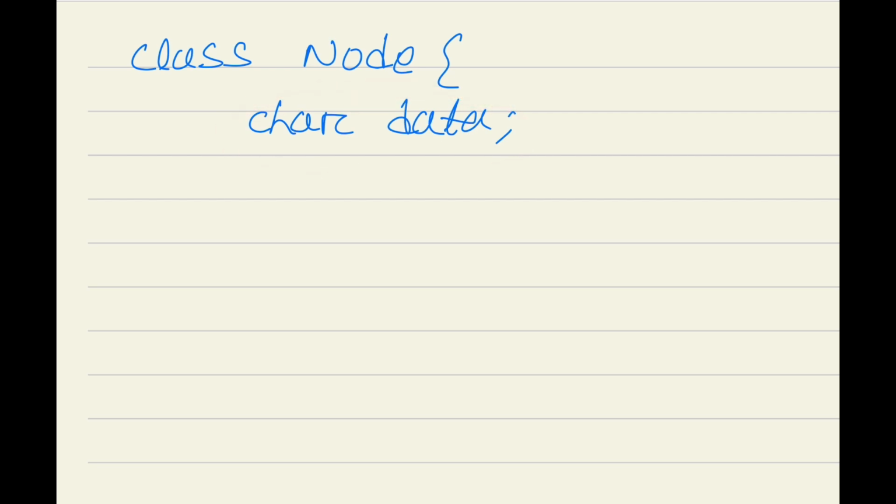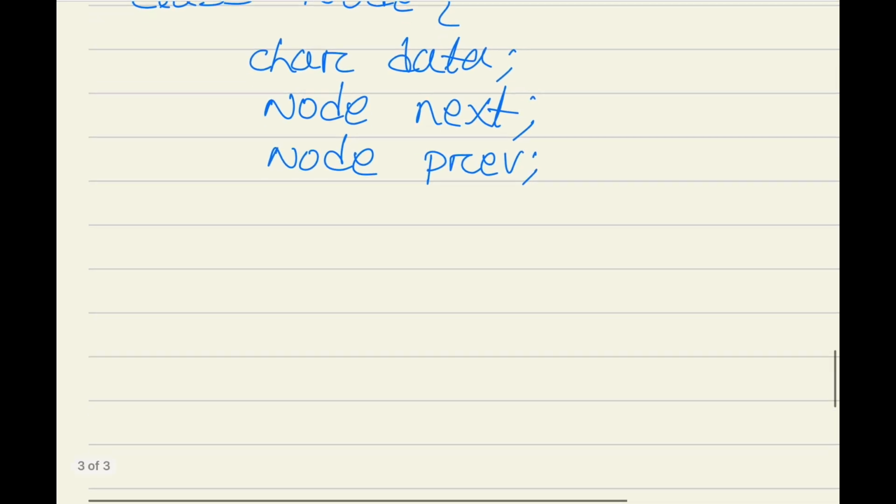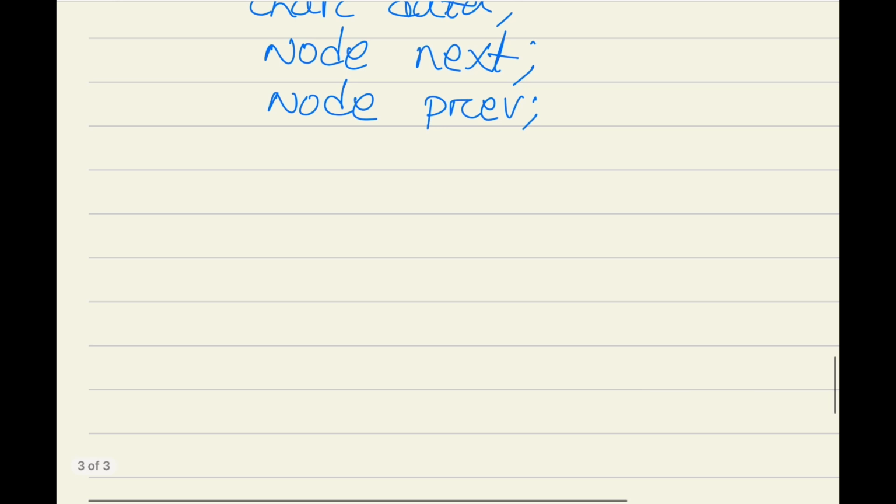Now in addition to the data, we have to write two reference variables or two links, and that are referring to another node, so the type of the link will be node. So for that we can write node next and node prev. I am writing prev for previous, or you can write previous or left right in place of next and previous, anything you want to write you can write, but the concept is important.